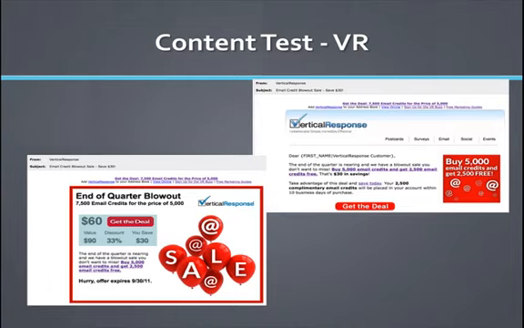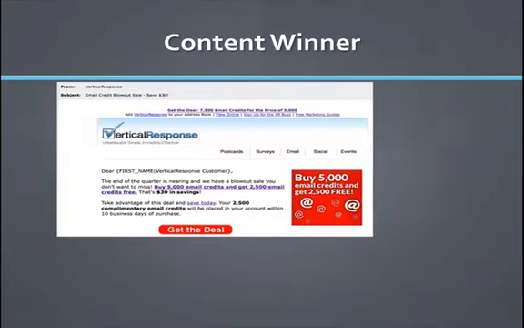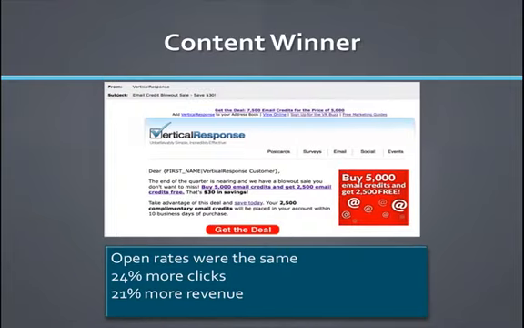So in this one, hopefully you're guessing right now which one you think won. So the winner for the content was this one. The open rates were the same, which would be expected. The subject lines were the same. But this one had 24% more clicks and 21% more revenue. And I would attribute that to the fact that the image has the offer on it. The other one, although I love the balloon graphic, it's really cute with the balloons that say sale on them, this one says exactly what the offer is. It's really clear. There's no way to be confused by what this is. So I think this is the reason this one won, was because it was very clear what the offer was.